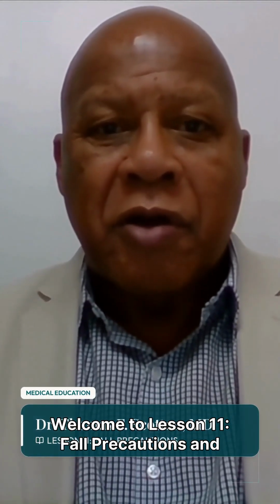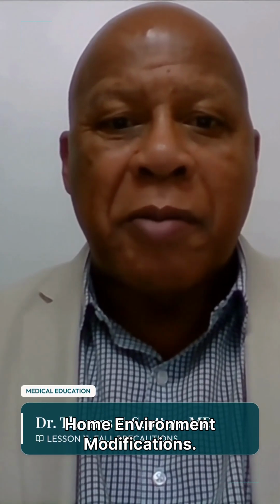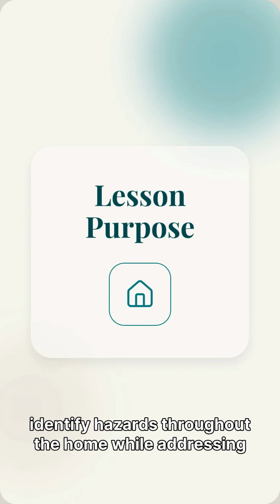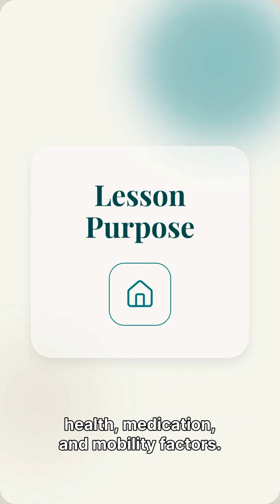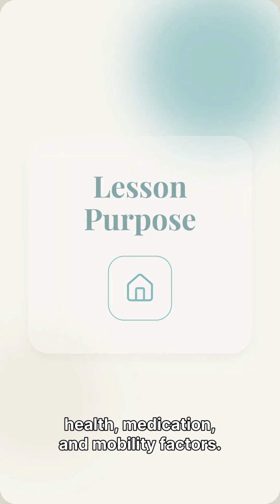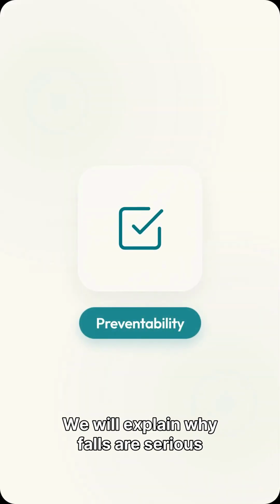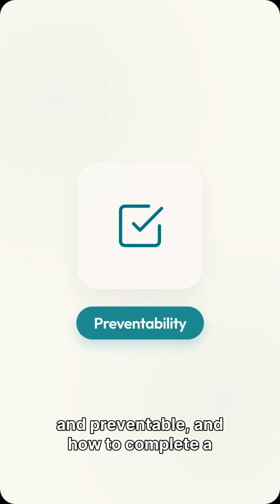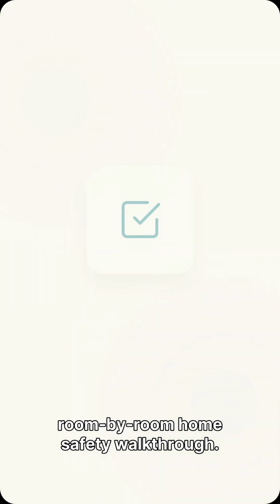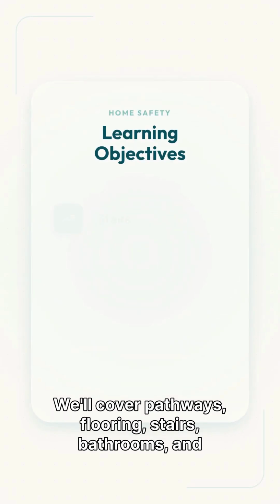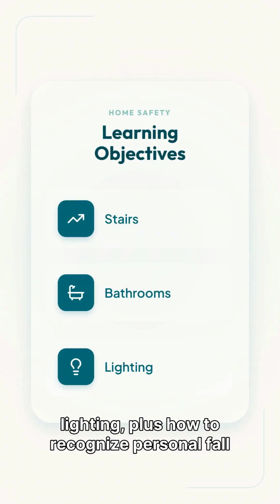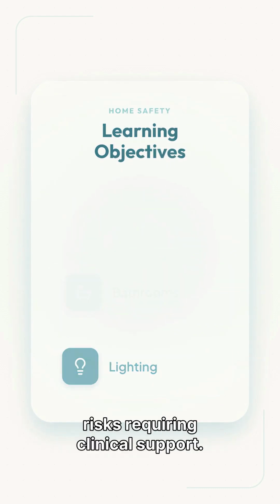Welcome to Lesson 11, Fall Precautions and Home Environment Modifications. Today we focus on identifying and reducing fall hazards. Our purpose is to help family caregivers identify hazards throughout the home while addressing health, medication, and mobility factors. We will explain why falls are serious and preventable and how to complete a room-by-room home safety walkthrough. We'll cover pathways, flooring, stairs, bathrooms, and lighting, plus how to recognize personal fall risks requiring clinical support.